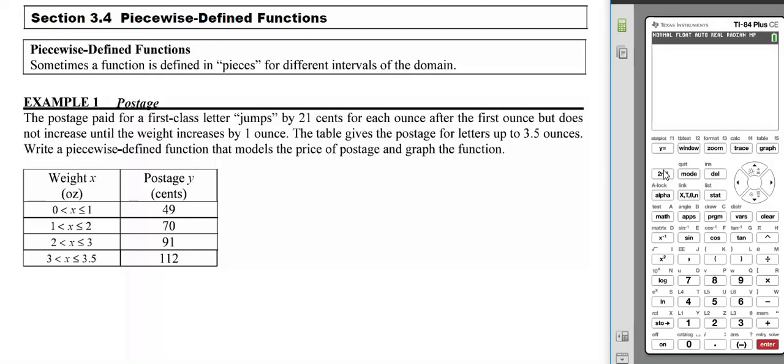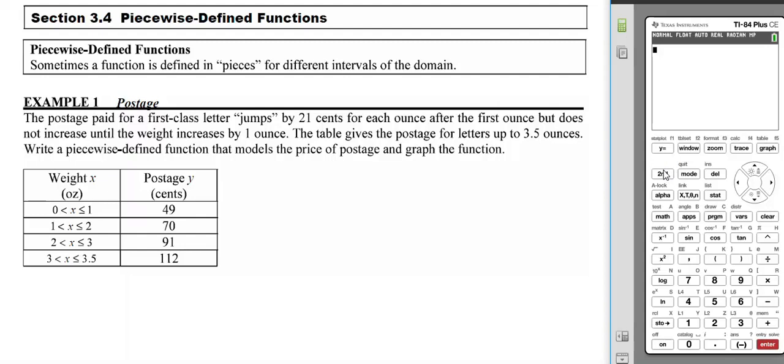3.4 is piecewise defined functions. Sometimes a function is defined in pieces for different intervals of the domain. So with given conditions, you would use a different piece of the function. This is pretty common in things like wages, or in example 1, postage.